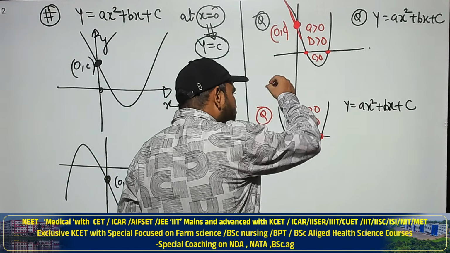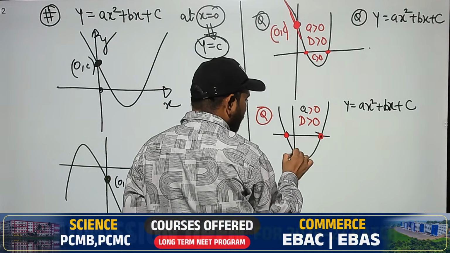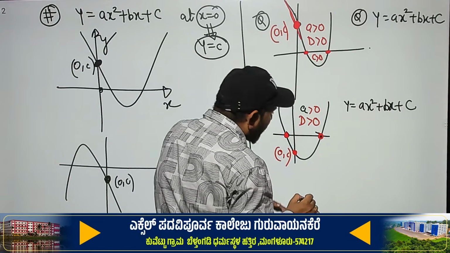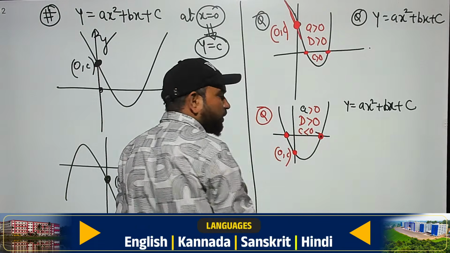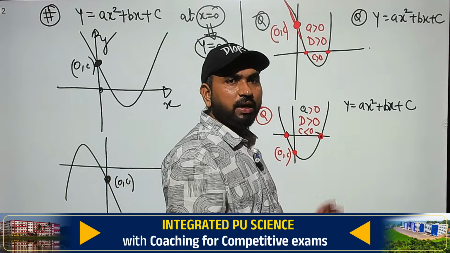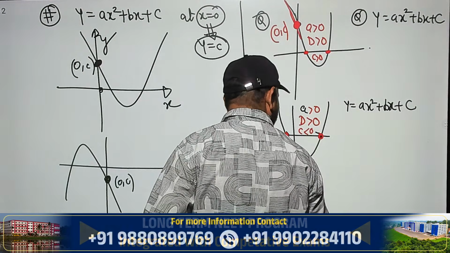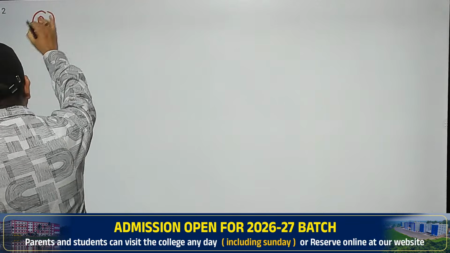And now this point, where you are standing, is x equal to 0. So this point is (0, c). Now c is visible on the downward side, which means negative. It means c is negative. Clear this concept?